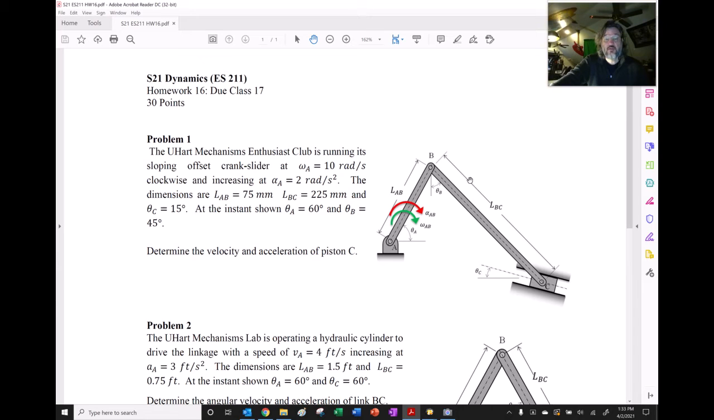This length is 75 millimeters, and this is 225 millimeters. The crank at this instance is at 60 degrees. The connecting rod is at 45 degrees, and this piston is traveling on a slope of 15 degrees. And we want to find the velocity and acceleration of the piston. So that's sort of a typical problem.